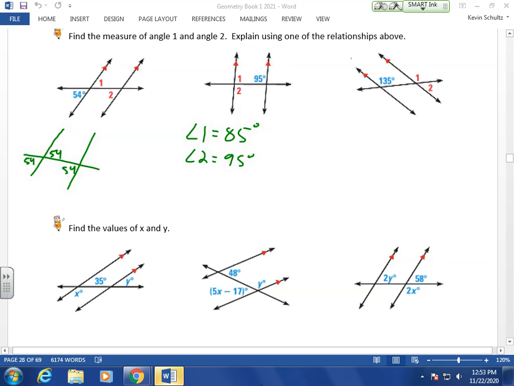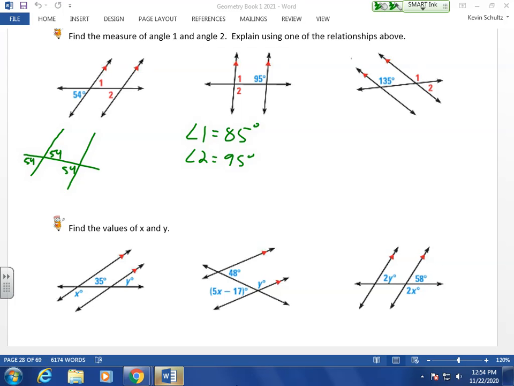And in this case, if we did not know these were parallel, we cannot find angle 1 or angle 2. So the parallelity, there I go making up words again, the parallelity is important. Last one here, parallel lines. That 135 is given. What do you think?